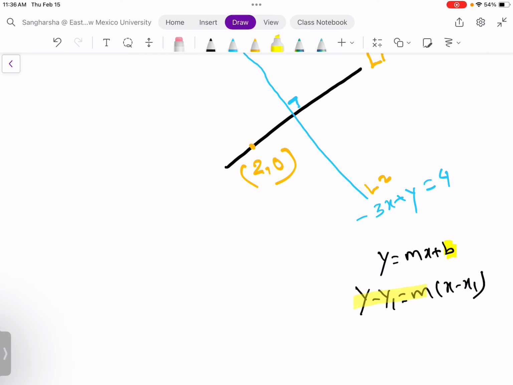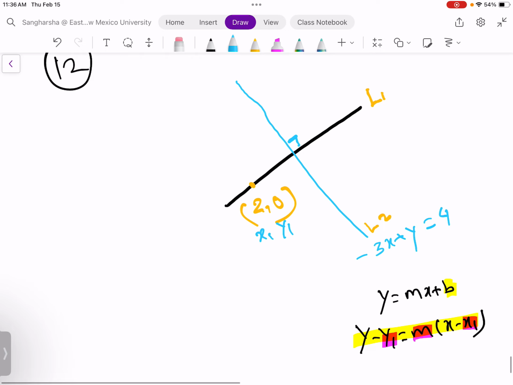And in order to use the second option, what else do we need to know? We need to know the slope of the line, and we need to know the point x1, y1, which is given: 2, 0. The point is given to us, so this is our x1, y1. Now the only thing that we need here is the slope of line 1.